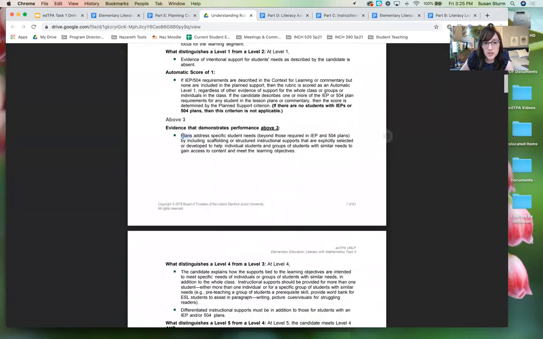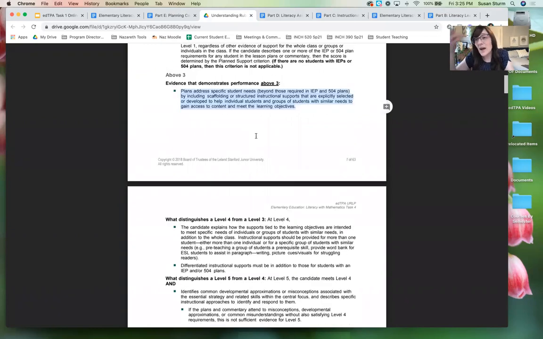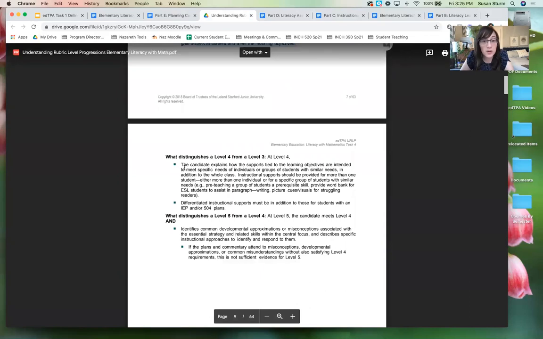Above a 3, you're addressing specific student needs beyond those required, including scaffolding, structured instructional supports that are explicitly selected for individual students or groups with similar needs. We see that happening in this lesson with the anchor chart and the modeling and the gradual release of responsibility and the checklist and the vocabulary list. I think this is looking like a level 4.